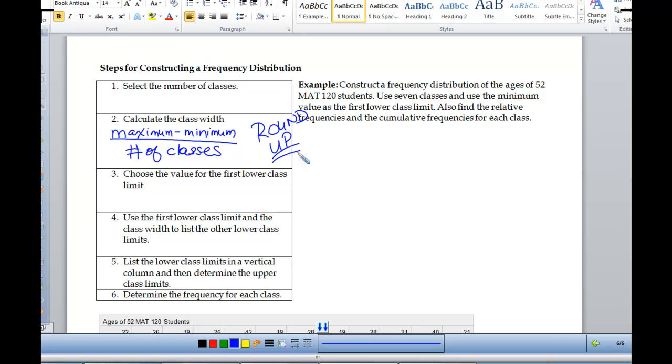Then we're going to use the first lower class limit and the class width to list our other lower class limits. We're going to list the lower class limits in a vertical column, determine the upper class limits, then we're going to determine our frequencies.